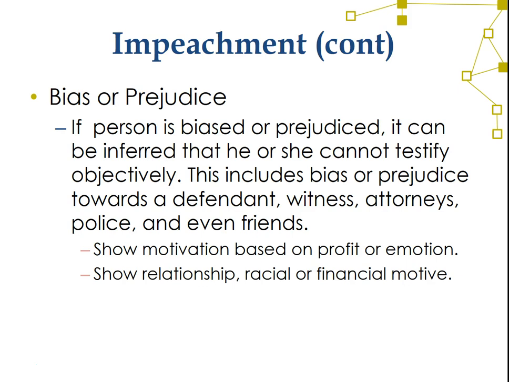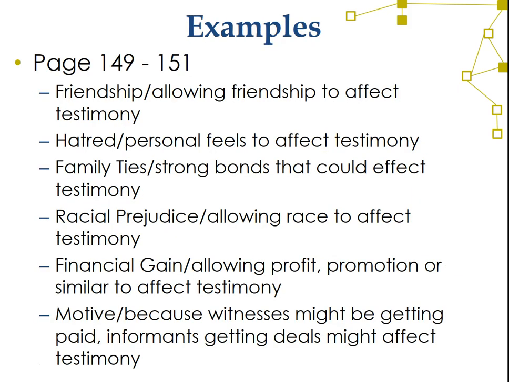So again, any relationship with the defendant or anyone else in the case that could result in financial impact on the witness can also be used. So again, we have a lot of different things here. So when we talk about bias or prejudice, if a person is biased or prejudiced, it can be inferred that he or she cannot testify objectively. And this includes bias or prejudice towards a defendant, a witness, attorneys, police, and even friends. And it shows motivation based on profit or emotion, or shows relationship, racial or financial motive. And then here are some examples that again are on page 149 through 151, and there are real examples, if you will, on how these examples play out.